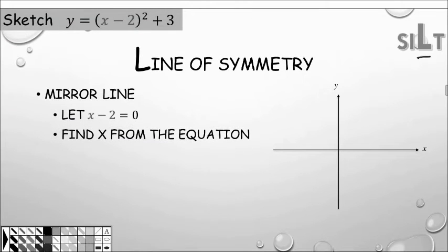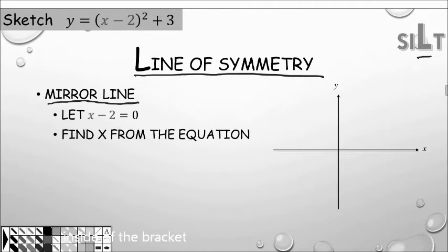Now for L, L stands for line of symmetry. So line of symmetry means mirror line. So how do we find this mirror line? We let the inside of here equal to 0. So when I let x minus 2 equal to 0, straight away I know x equals 2. Now what does this mean?